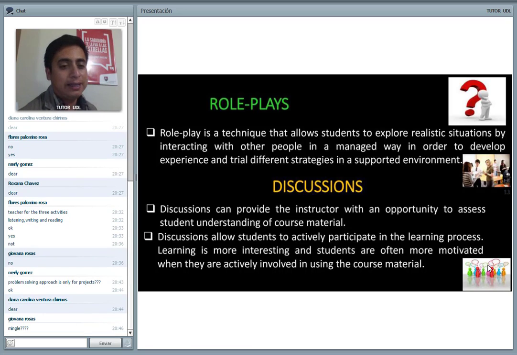So yes, mingle activities, Giovanna, means when students start talking to each other. They start saying something to each other. They are communicating in order to get information. That's the name of the activity, mingle activities. All right? Yes, Giovanna?